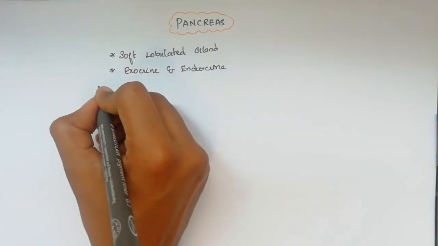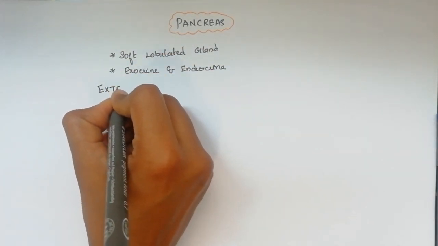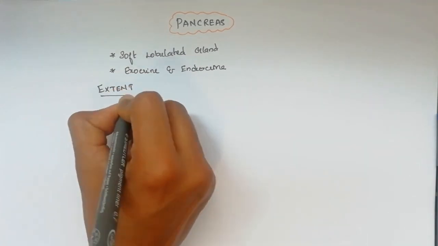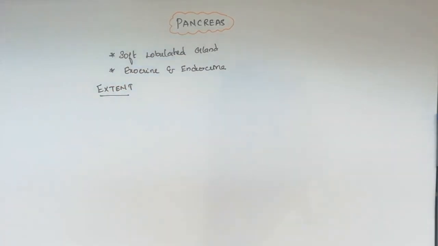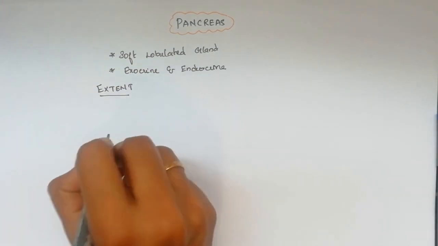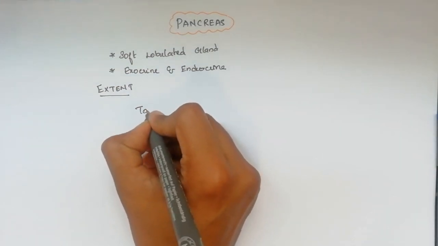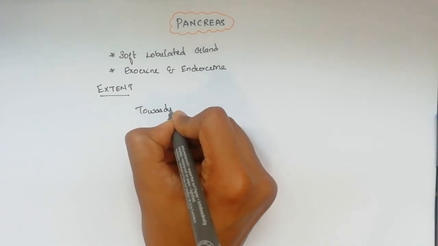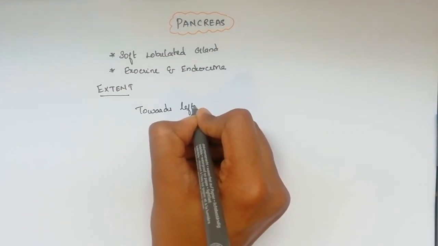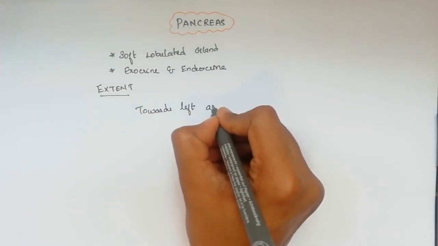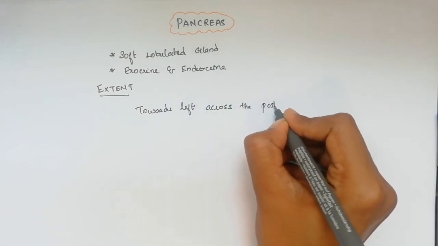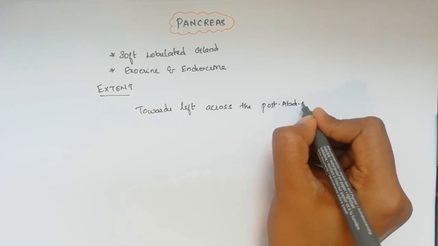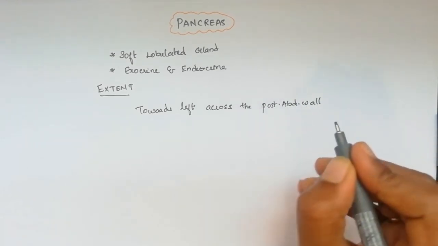To talk about the anatomical features, which we are going to see in detail, first we have to know about the extent of the pancreas. Talking about the extent, the pancreas extends towards the left. From the right, it extends towards the left across the posterior abdominal wall, and it extends from the duodenum.